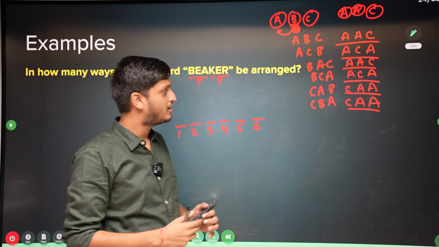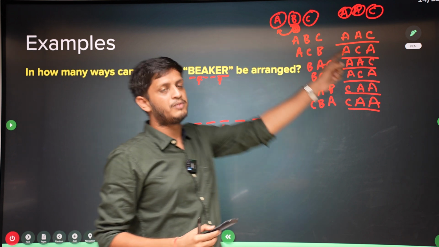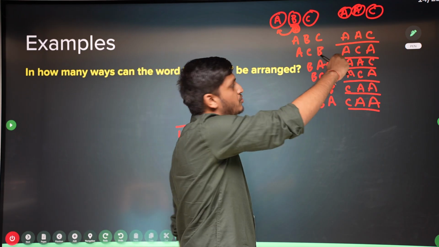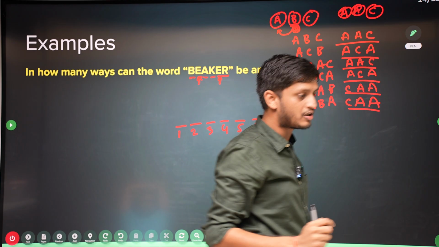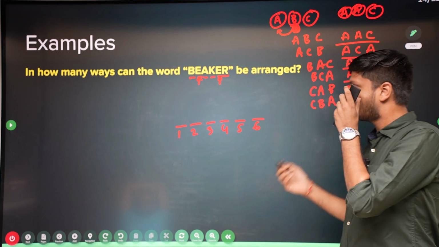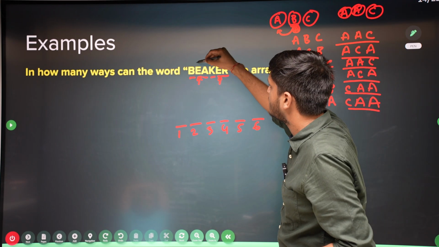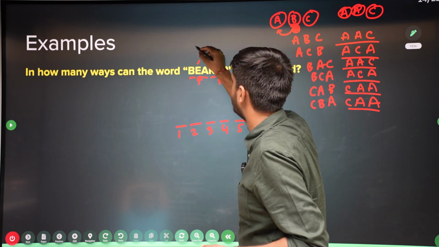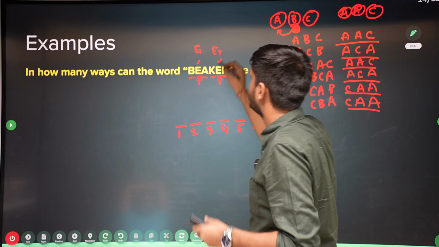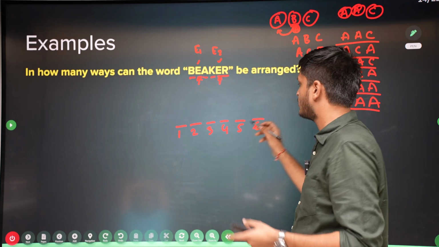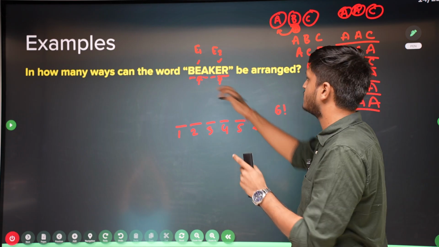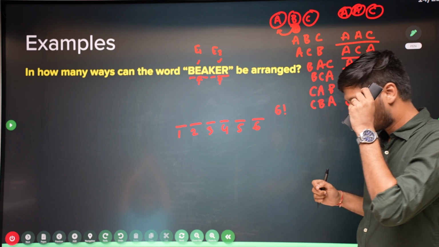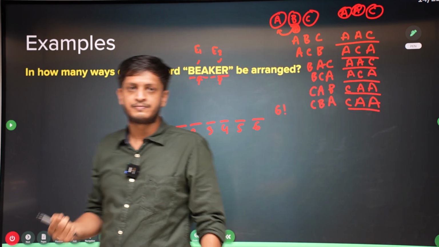The problem was what? We cannot apply the direct formula here because we have 2 A's, and the formula is for all distinct words, so you will have repetitions, right? So now how to solve this problem? The trick is very easy. For now, assume that these two E's are different. Let's call them E1 and E2. If I call them E1 and E2, then the number of ways will be 6 factorial. The number of ways in which I can arrange these 6 letters in these 6 places will be 6 factorial.